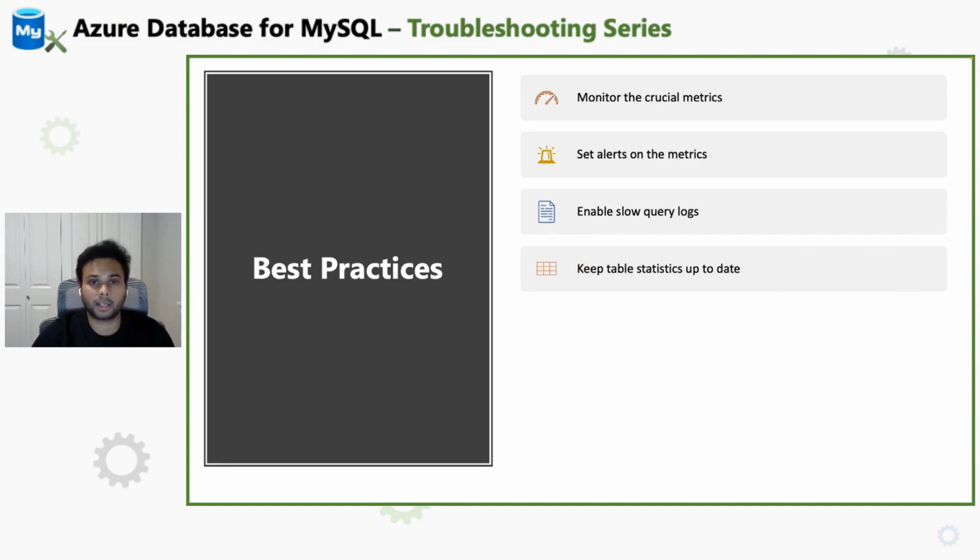In addition to that, all the tables that are in your database server should have the statistics up to date. If the statistics are not up to date, it would mean that the MySQL optimizer is not able to pick the right execution plan, which would entail a higher CPU utilization on your database server.